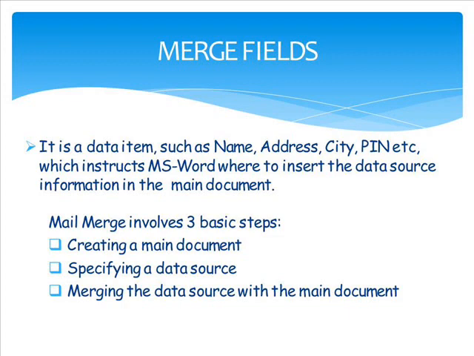Merge fields. It is a data item such as name, address, city, PIN, etc., which instructs Microsoft Word where to insert the data information in the main document. Mail merge involves three basic steps. Step number 1, creating a main document. Step number 2, specifying a data source. Step number 3, merging the data source with the main document.